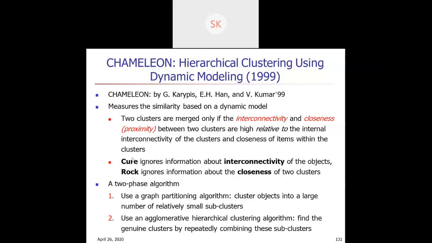Here is another method actually. Chameleon is a two-phase algorithm. First, it uses a graph partitioning algorithm to cluster objects into a large number of relatively small subclusters. Second, it uses an agglomerative hierarchical clustering algorithm to find the genuine clusters by repeatedly combining these subclusters.